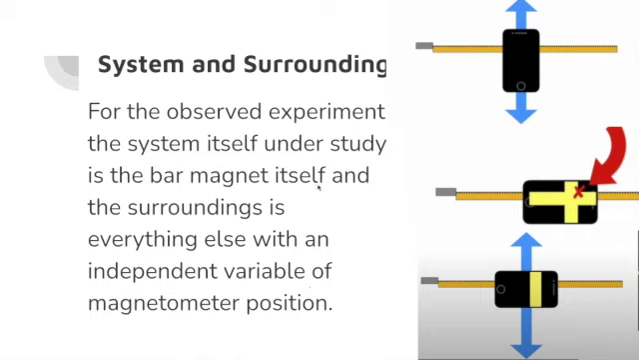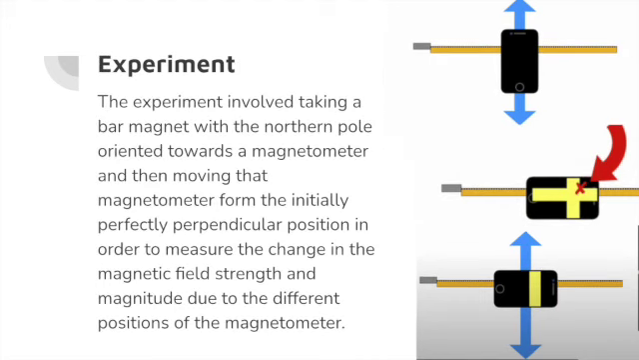System and surroundings. For the observed experiment, the system under study is the bar magnet itself, and the surroundings are everything else, with an independent variable of magnetometer position.